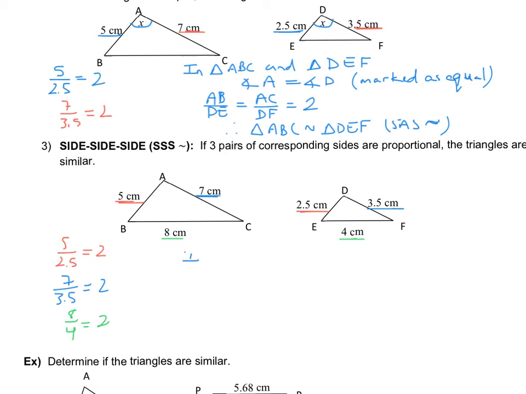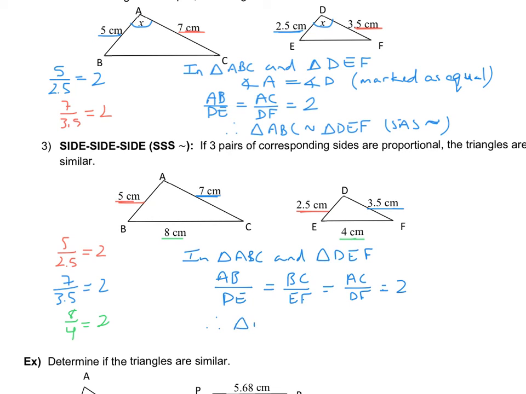So we write a little paragraph here. In triangle ABC and triangle DEF, matching up those angles, we know that AB compared to DE is equal to BC compared to EF, and that's equal to AC compared to DF. Those were all equal to 2. So therefore, triangle ABC is similar to triangle DEF by side, side, side similarity.